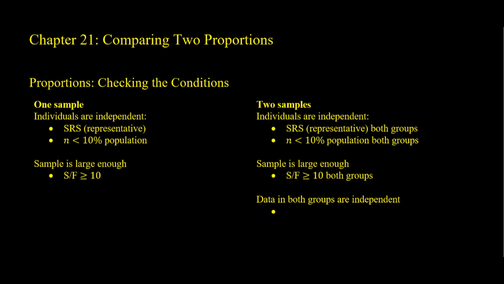Finally, the data in both groups are independent. There's no just rule for this. You have to think about how the data was collected. Is there any reason to think in the way it was collected, one group depends on another? One group could influence another. So we kind of talk about this a little abstractly.